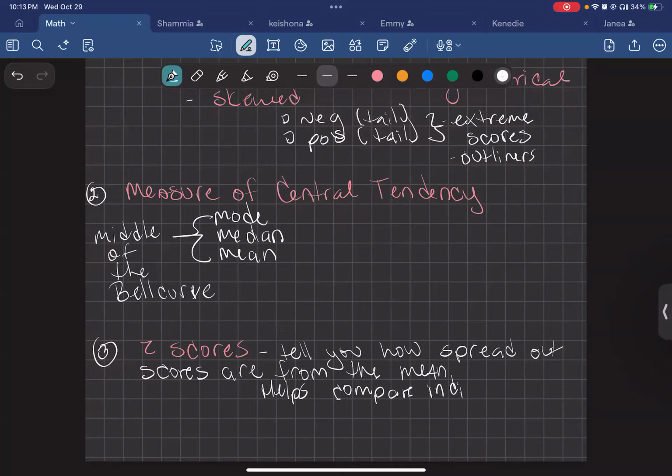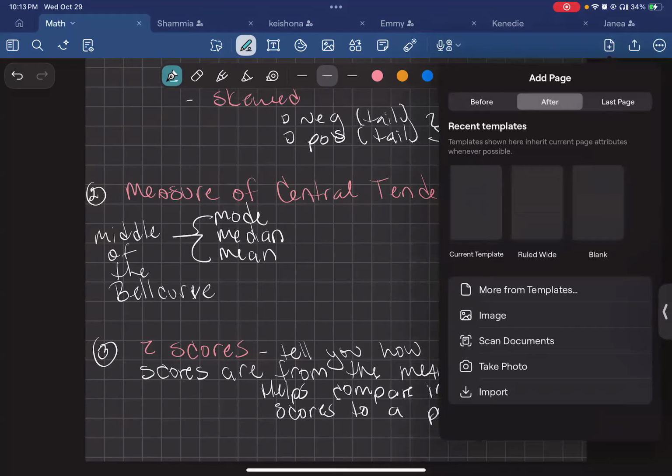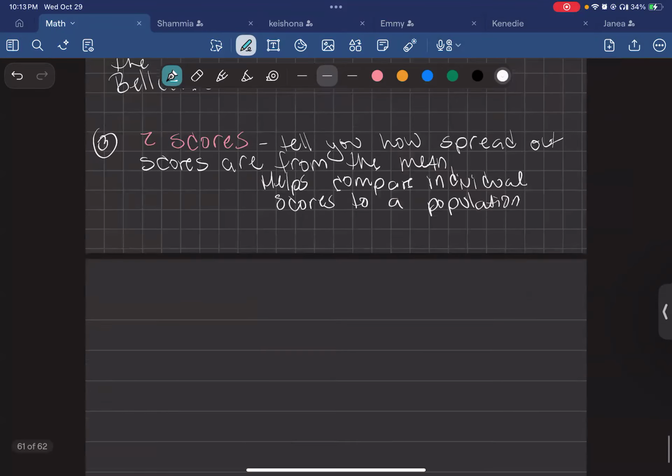I think about standardized testing, take the GRE, right, and you can get your score in comparison to other individual scores. So individual scores to a population. And we'll go more into these scores as we go along, but this is just so that you can see how we use the bell curve to explain data.